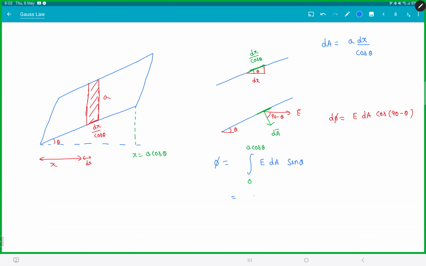So this guy will be E is E naught x, dA is a dx, and that's sine theta. So sine theta only. Integral 0 to a cos theta.